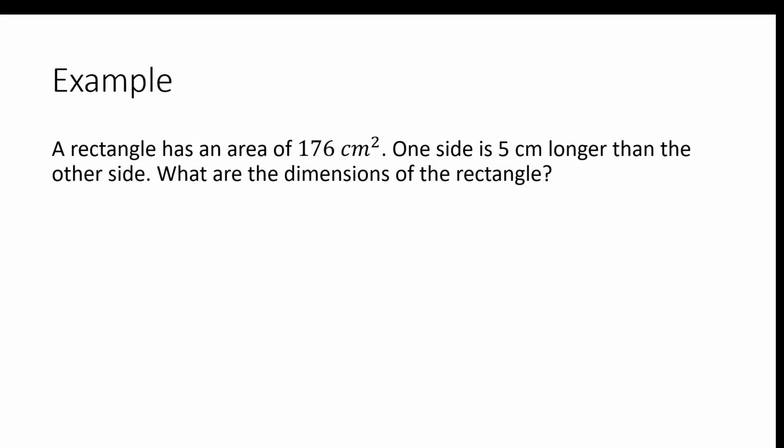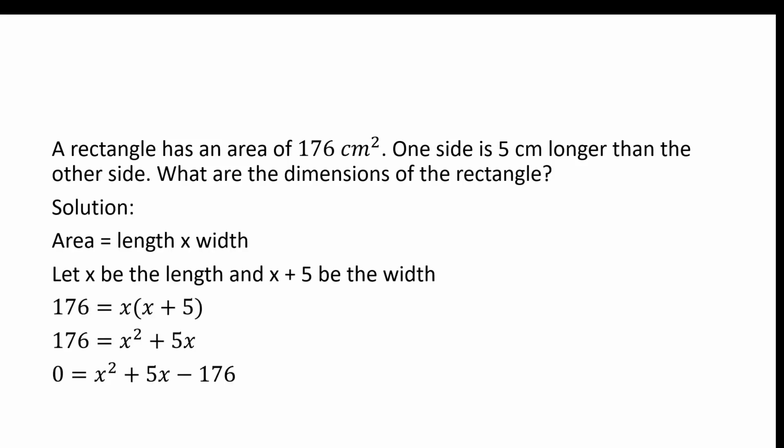Suppose a rectangle has an area of 176 centimeters squared, and we know that one side is 5 centimeters longer than the other side. We want to know the dimensions of the rectangle, in other words, the length and the width. Well, we know that the area of a rectangle is length times width.